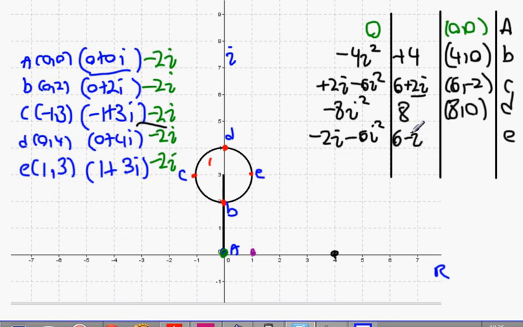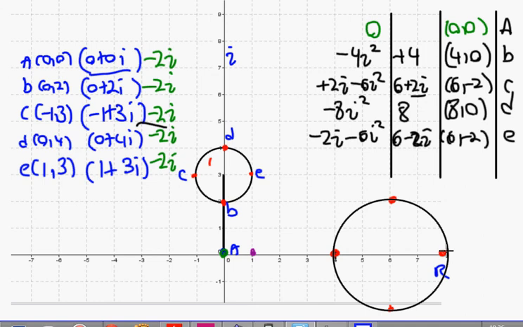6 minus 2i. Now guys, look what happens here when I plot all these points again. 8, 0, 4, 0 is here, 8, 0 is there, 6 minus 2 is down here, 6, 2 is up here. What have I done by multiplying by minus 2i? Rotated it. Because of the minus I rotated it clockwise, and the 2 doubled their size.